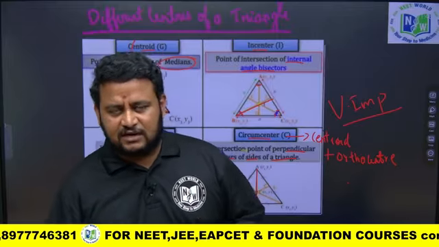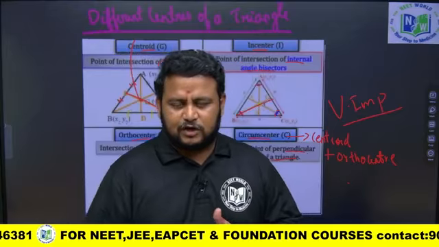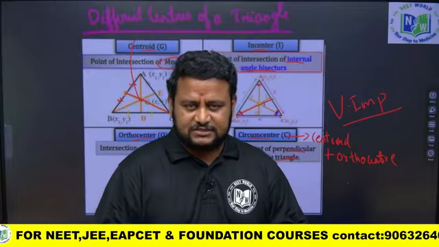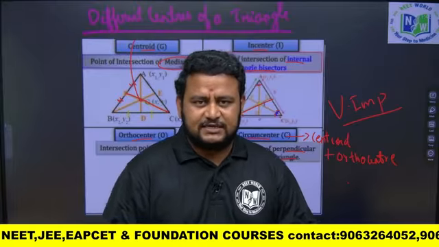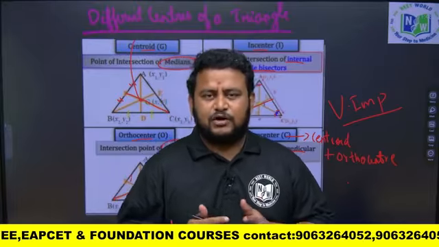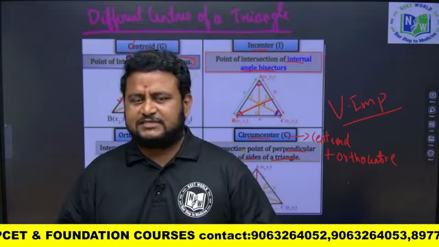Different centers of the triangle. What did we study? Centroid. It is the point of intersection of medians. Median bisects the opposite side. Next we spoke about incenter. Incenter is the point of intersection of angular bisectors.